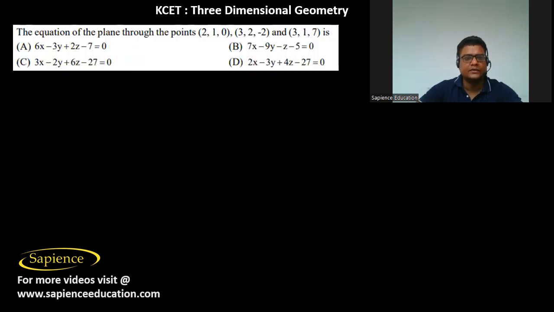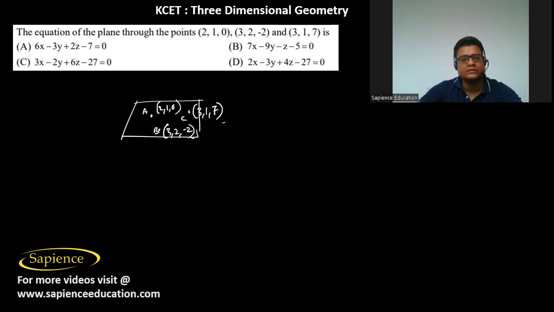Then here it is told to find the equation of the plane through the points. Here we have a plane and these are the 3 points on it: 2, 1, 0, 3, 2, minus 2, and 3, 1, 7, A, B, and C. So you have to find the equation of the plane through these points.